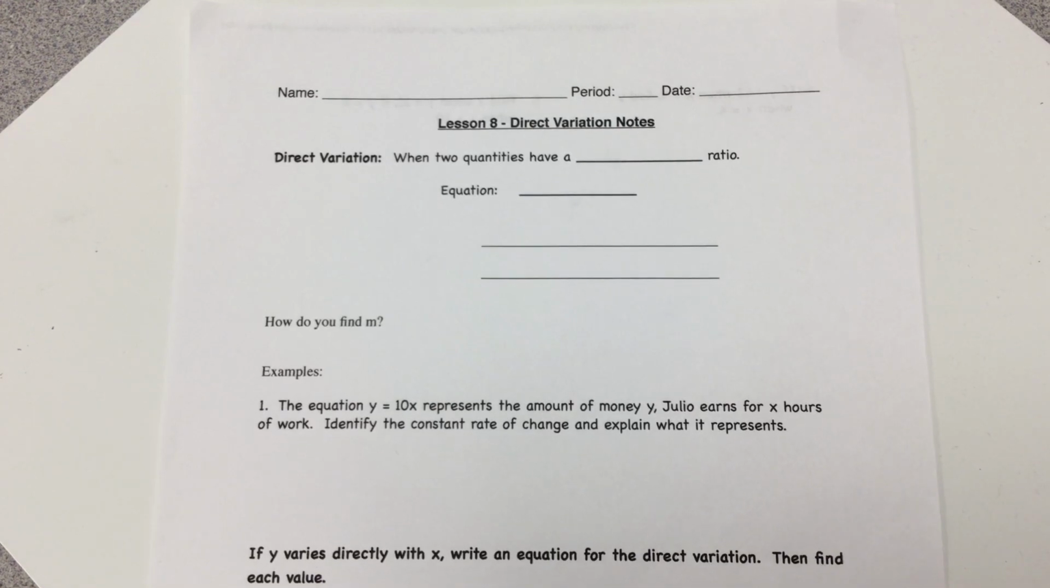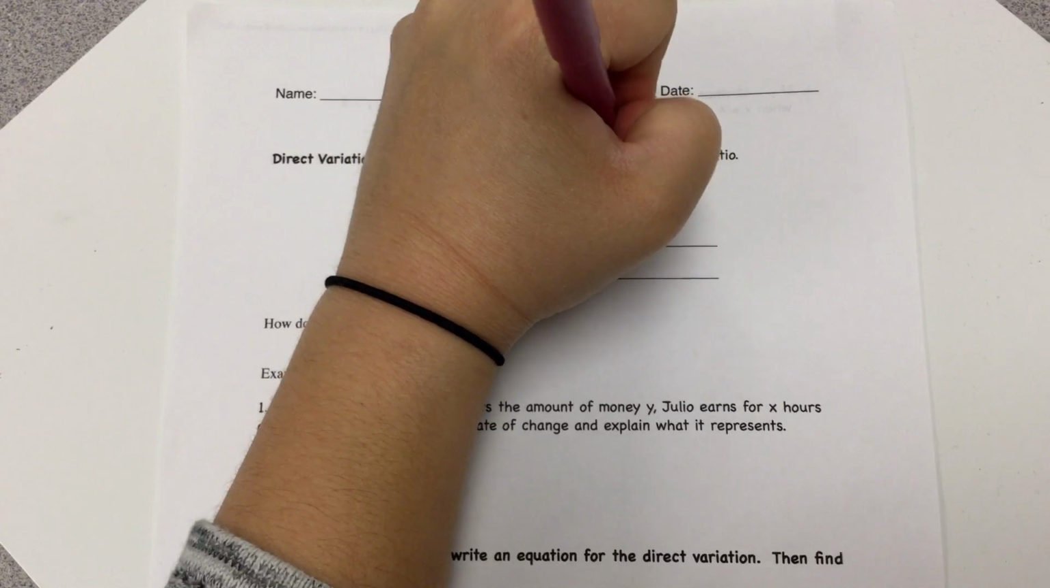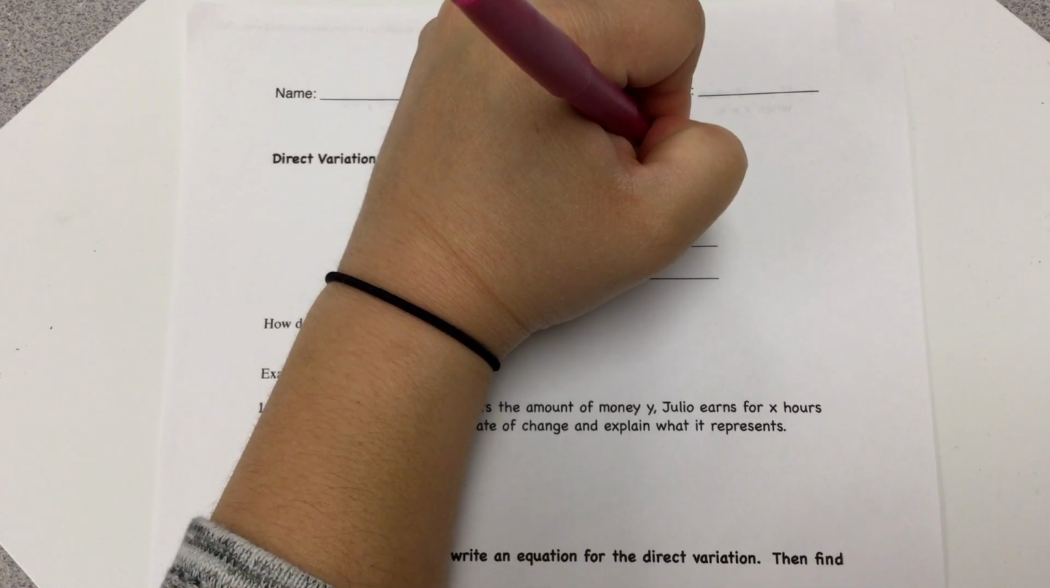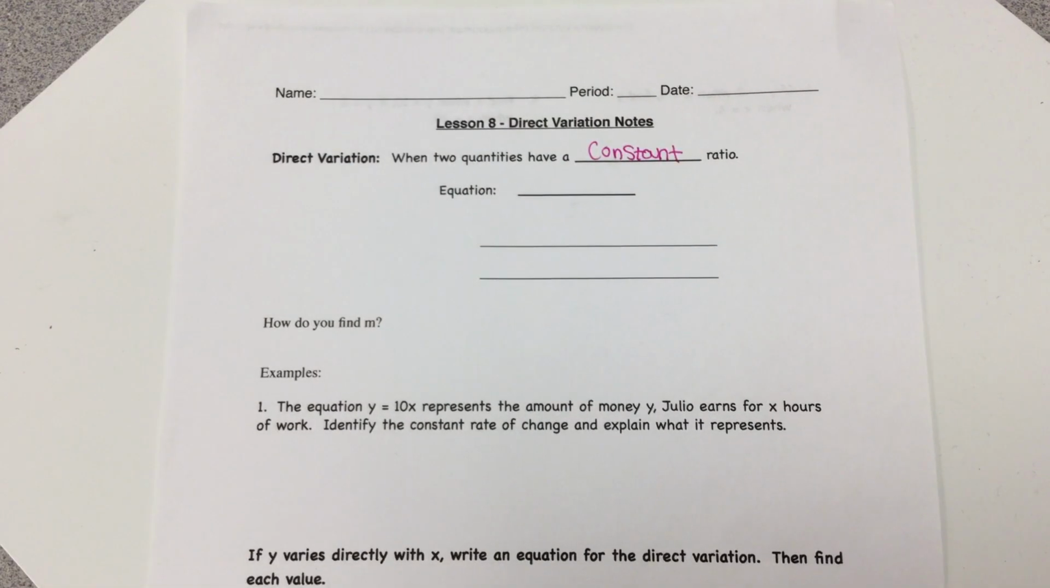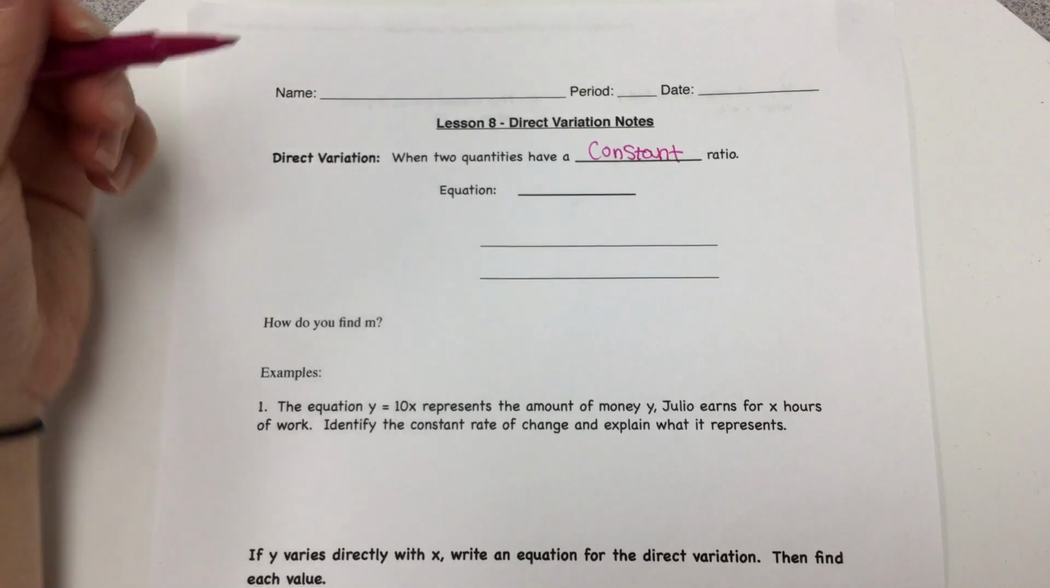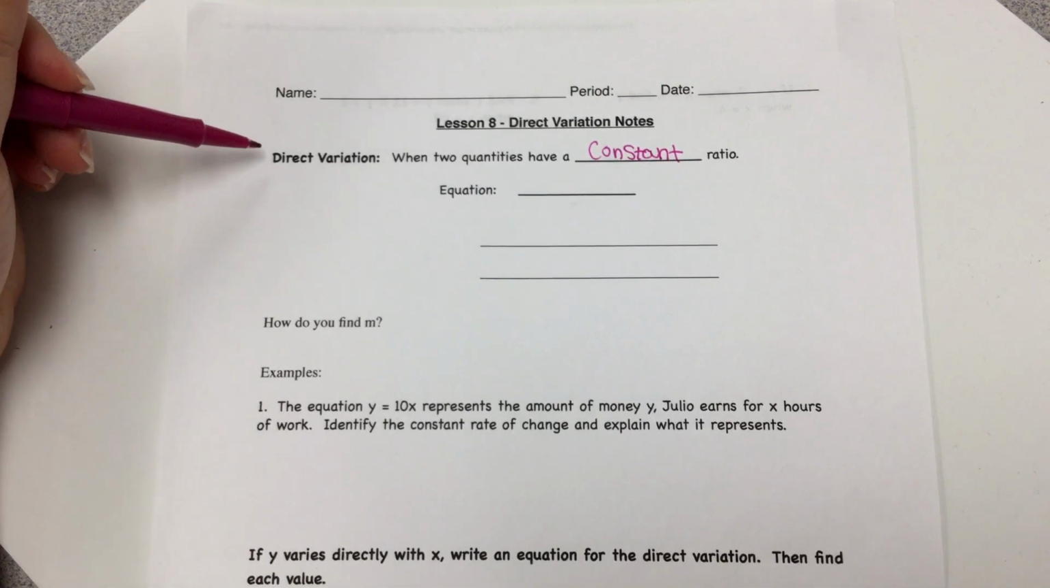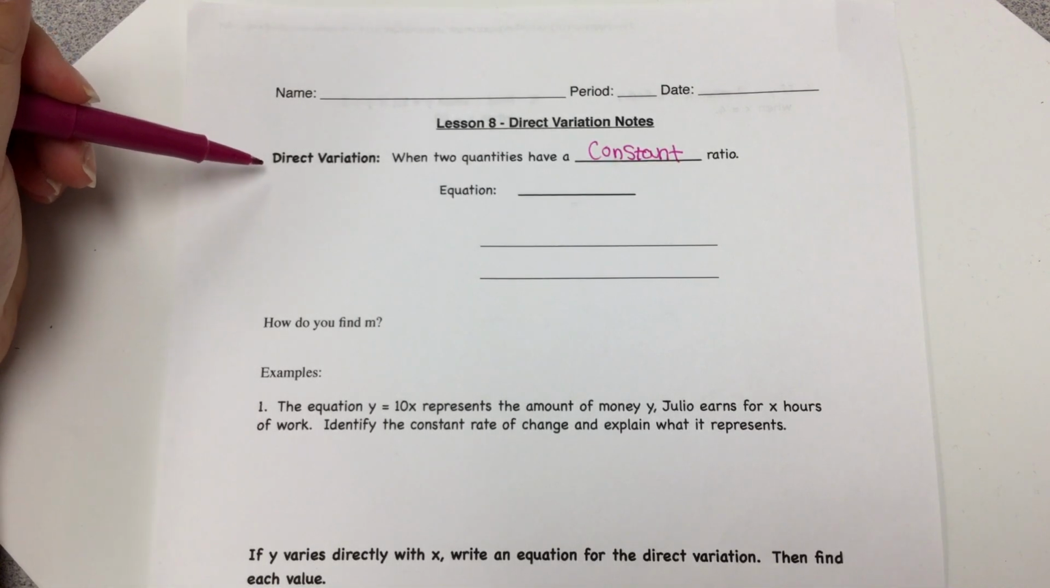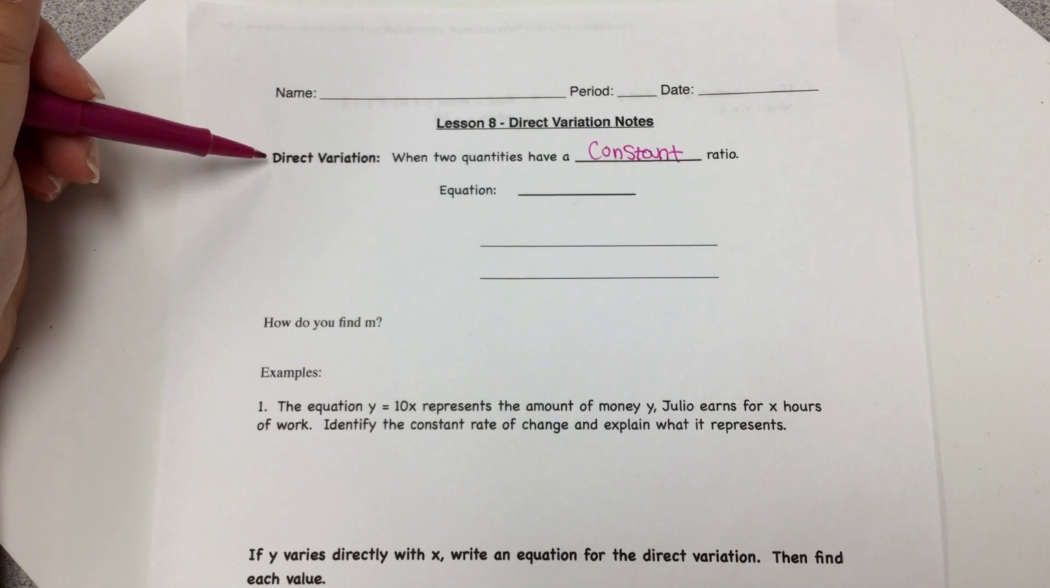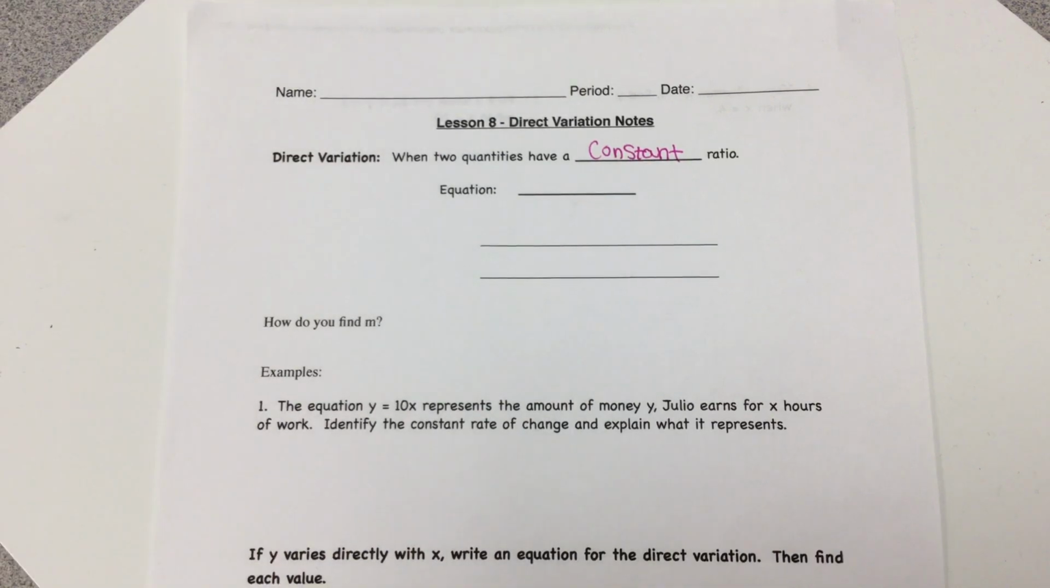All right, today we're going to be going over Lesson 8, direct variation. Now, direct variation is when two quantities have a constant ratio, okay? So direct variation is basically a way that we can write an equation for the different types of linear or straight line graphs that we've been looking at in class.